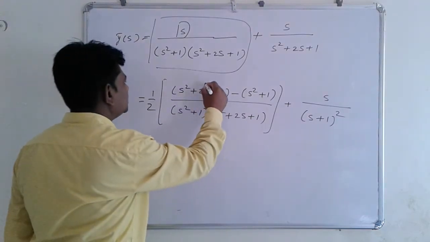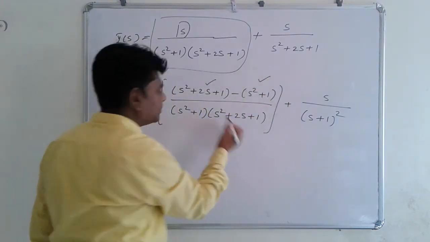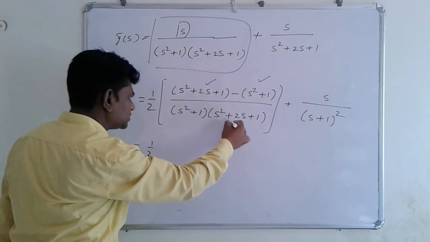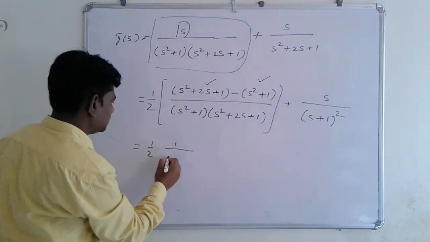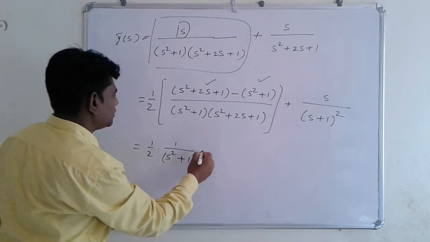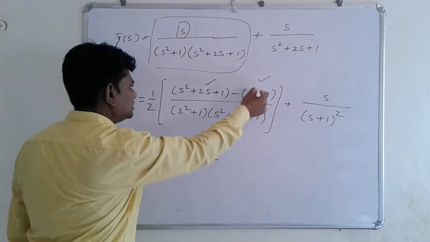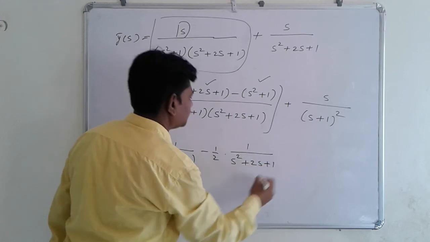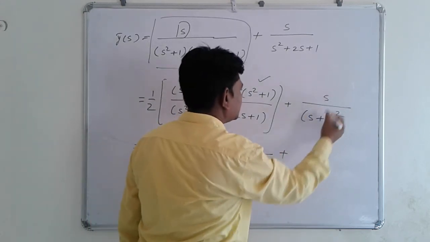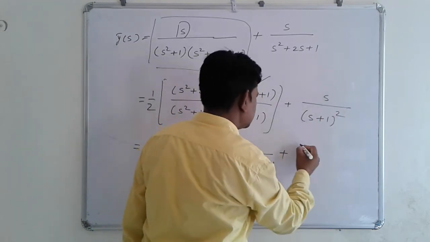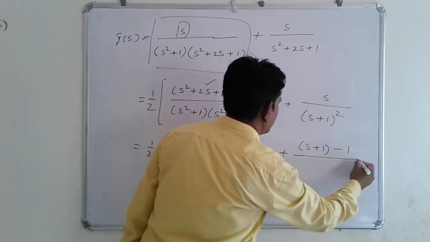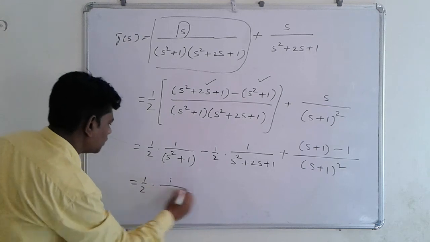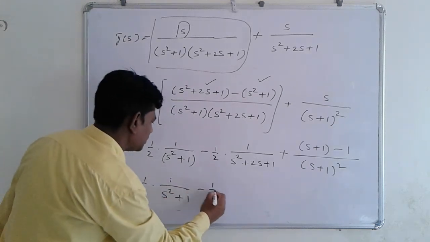Now dividing the first term by the denominator and the second term by the denominator, we get 1 by 2, and here the first term gets cancelled, the answer is 1 upon s square plus 1, minus 1 by 2, and here s square plus 1 gets cancelled, 1 upon s square plus 2 times s plus 1, plus, now here s upon s plus 1 whole square, so we are adjusting this s as s plus 1 minus 1 upon s plus 1 whole square.